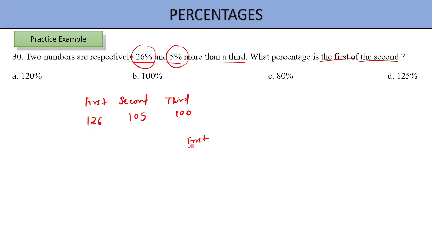So first by second into 100, 126 by 105 into 100. This goes 20 times, this goes 21 times, and this goes 6 times. So 6 into 20 is 120 percentage. Option A is the correct answer. A very simple sum, guys.